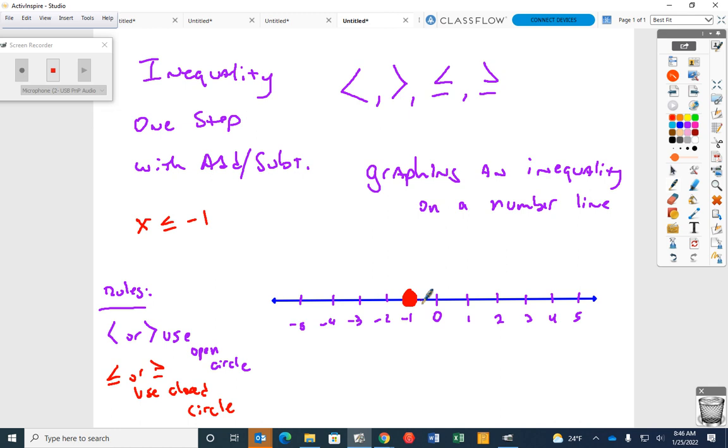Now let's think about this. What does x have to be? Read this inequality to me. 1, 2, 3, go. X is less than or equal to -1. So which direction would my arrow go? Is this side less than -1, or is this side less than -1?